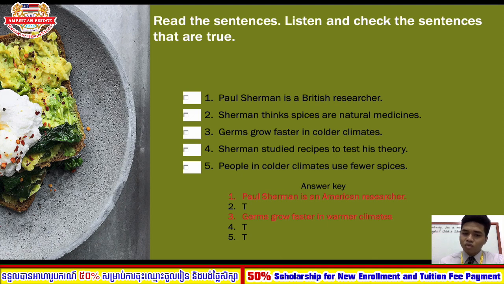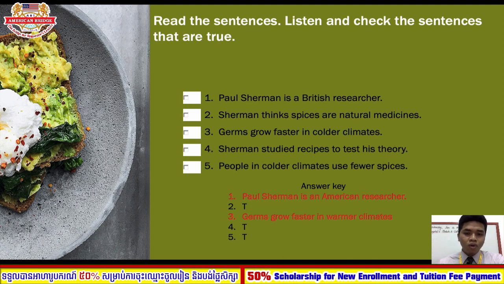Number 3, it is wrong. Based on Sherman, he thinks that germs grow faster in warmer climates, and those people who are living in colder climates have a low risk of getting infected by the germs. Number 4 and number 5 are the correct information. Sherman studied recipes to test his theory. Alright, from the listening, you get to hear that he really put his theory to the test.